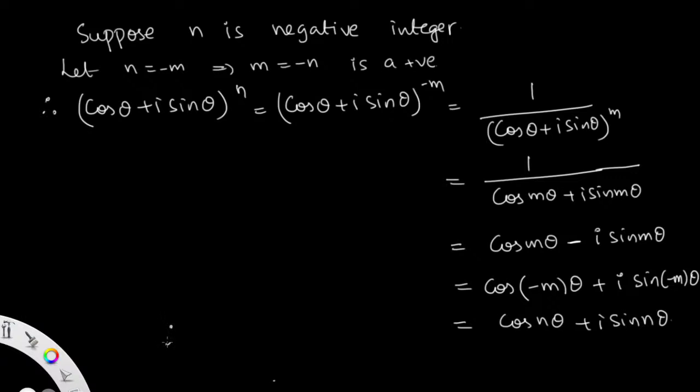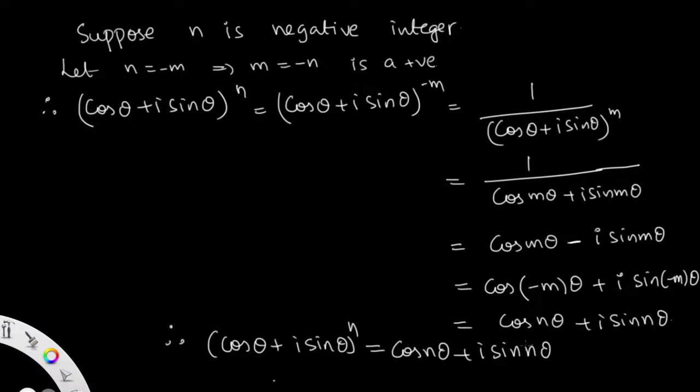Therefore we can write (cos theta plus i sin theta) to the power of n equal to cos n theta plus i sin n theta. It should be for all n belongs to Z. You have to write this step, very very important. So for all n belongs to Z, that means integers, whether it is 0, negative or positive.